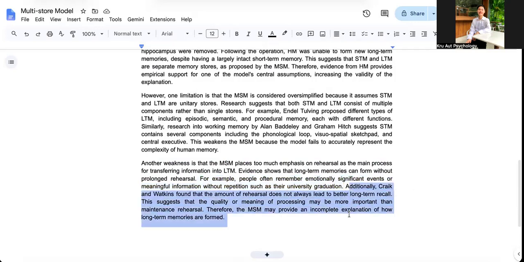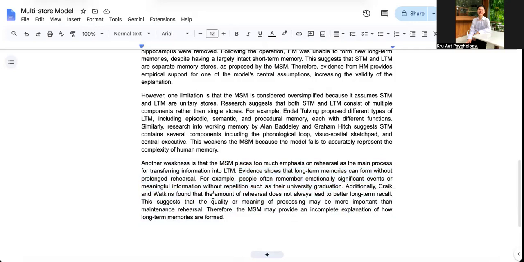Additionally, Craig and Watkins. If you haven't studied this, if your school doesn't teach this, then just don't use it. Just use something that you're taught. I'm just using this here in this model answer. They found that the amount of rehearsal does not always lead to better long-term recall. This is a different piece of research, but the same point, so that's why I have it in here.